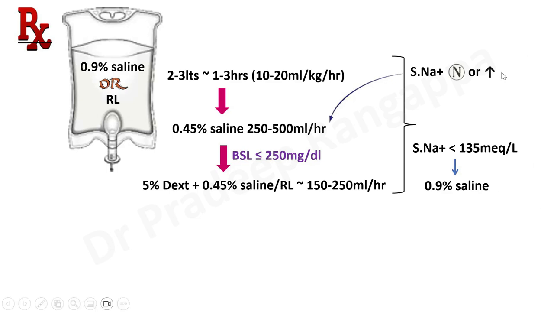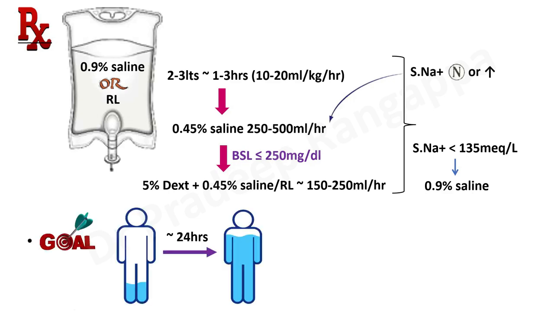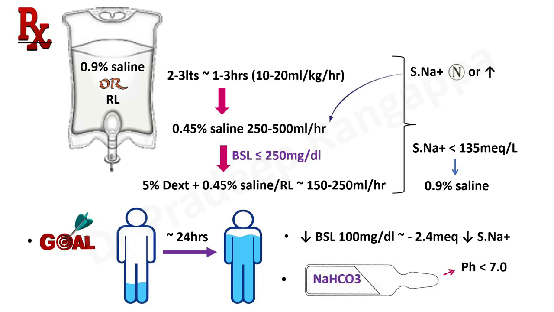If serum sodium is less than 135, you can stick to your saline or your balanced solution like Ringer lactate. The goal is to replenish the dehydration or fluid deficit in 24 hours. As you are correcting blood sugar levels, as I said, for every 100 increase you need to add 1.6. Whilst you are correcting sugar, for every 100 drop in blood sugar, the serum sodium comes down by 2.4 milligrams, so it comes down more rapidly. 1.6 is what you add for a 100 increase, and while coming down, the serum sodium reduces by 2.4 milligrams. This is of academic interest.